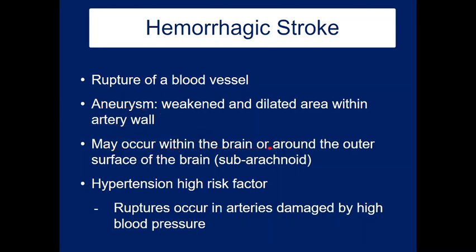Great, and then they can also occur in the brain itself. That would be an intraparenchymal hemorrhage, or out on the outer surface of the brain, a subarachnoid hemorrhage. So Charcot-Bouchard's occur in the brain, Berry's occur in the subarachnoid.